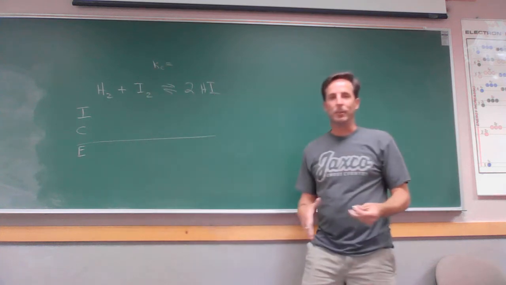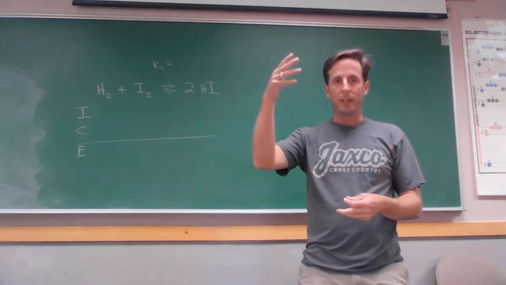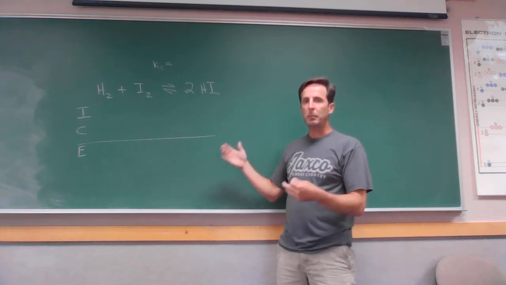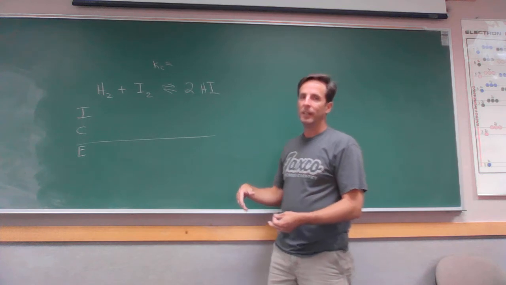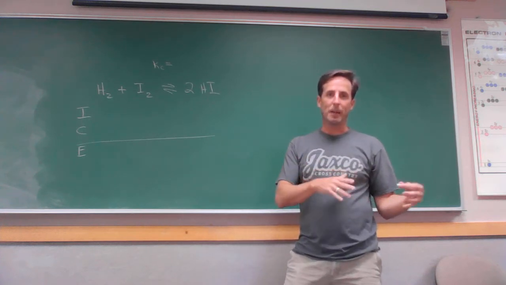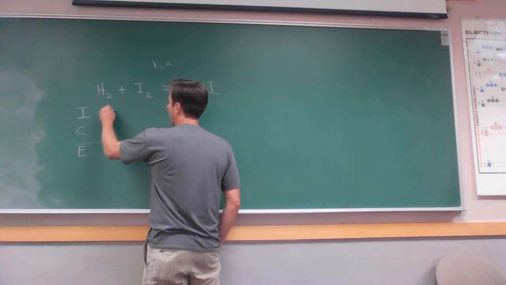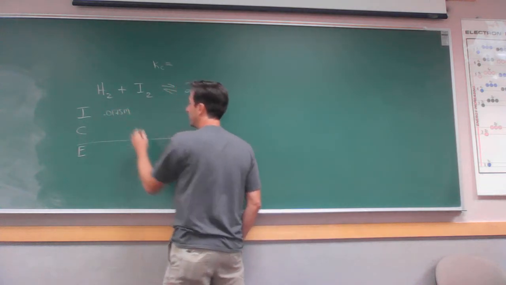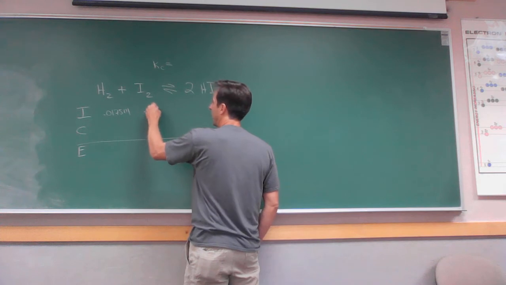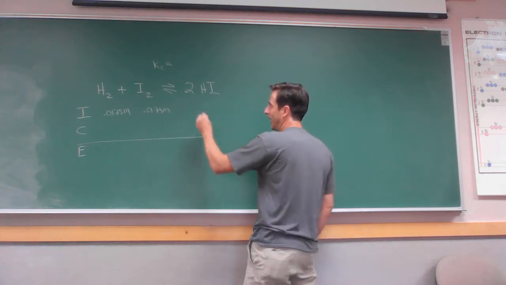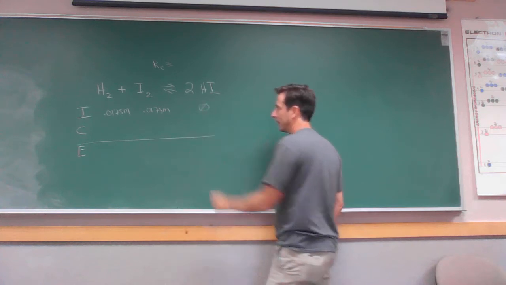Well, anytime they give you information about the initial conditions and the equilibrium conditions, we're going to set up an ice table. So I start plugging my numbers in. Of course, I can hear the lyrics of Ice Ice Baby in my head as I write. So I'm going to have 0.0175 molar H2, 0.0175 molar I2, and then initially I have 0 HI.